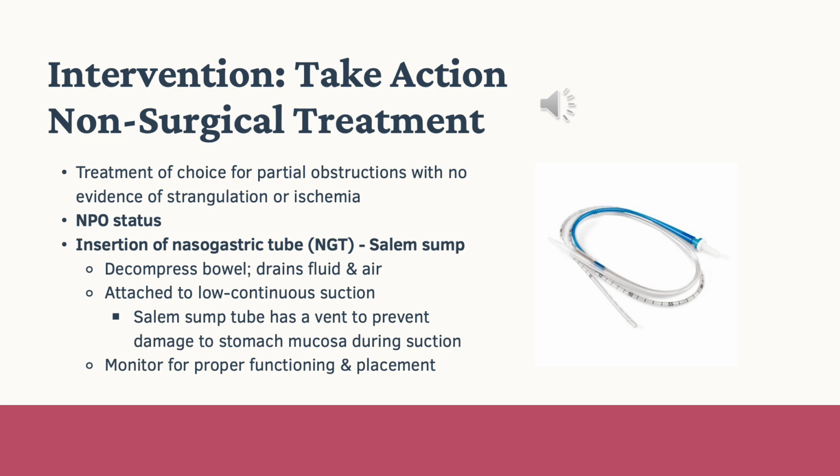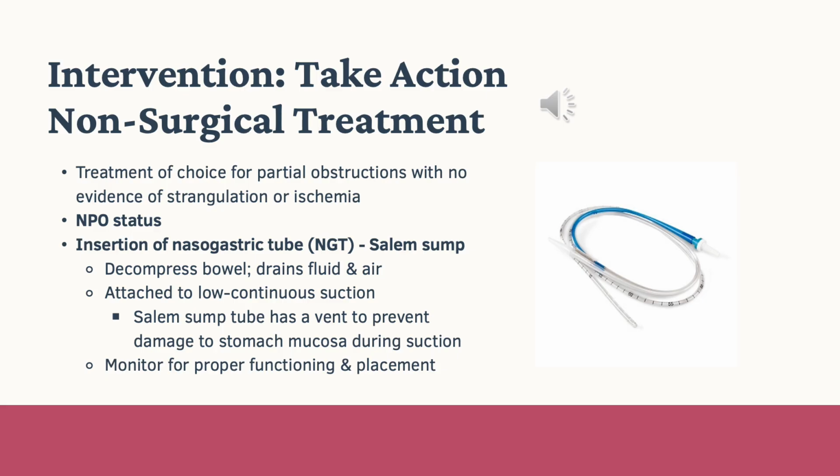discomfort. The unique feature of the Salem sump tube is that it has a vent or a pigtail, and this prevents damage to the stomach lining during suction. This vent allows air to enter the stomach, avoiding negative pressure that can lead to mucosal injury. A Levin tube, which does not have this little vent that the Salem sump has, should only be used with low intermittent suction, not continuous. A Levin tube is less commonly used in practice today, but you may still see them. For the most part, Salem sumps are what most facilities use.